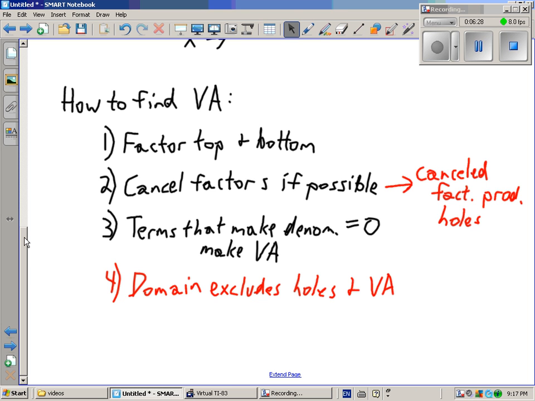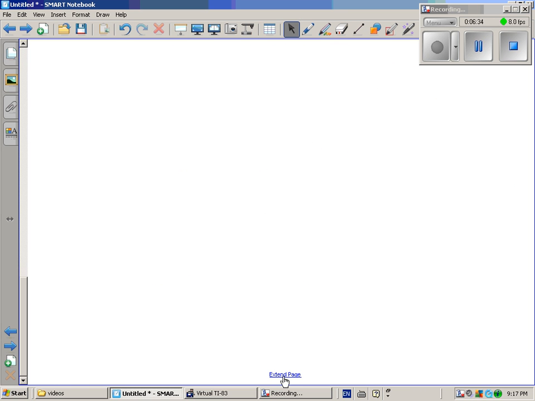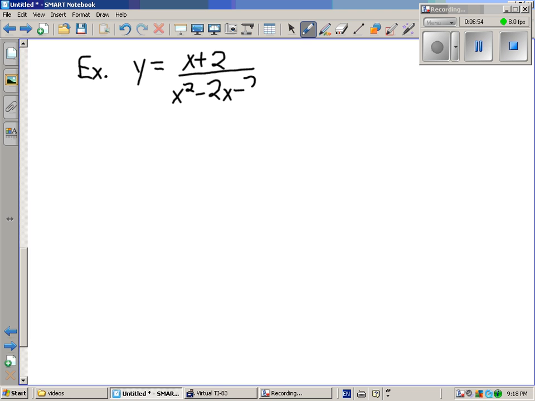Okay, so let's try one out real quickly. We'll start simple and then we'll move up to a couple that are a little bit more complex. Y is equal to x plus 2 divided by x squared minus 2x minus 3.